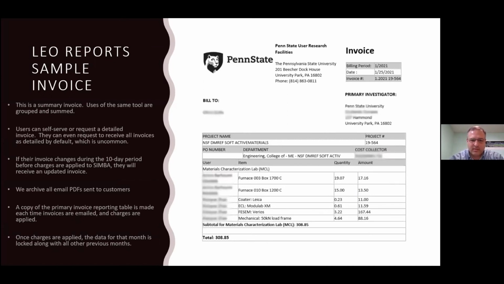This is a summary invoice. The details shown there are rolled up. The detailed version of this shows it down. It has transaction numbers and dates, and shows a bit more information. And the detailed invoices are available on the web and by request.